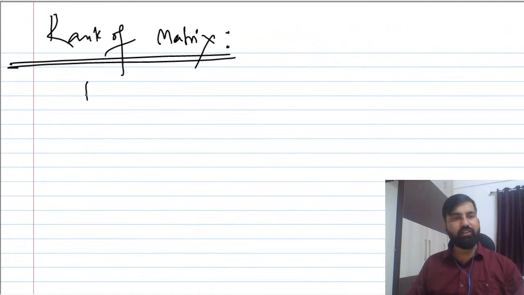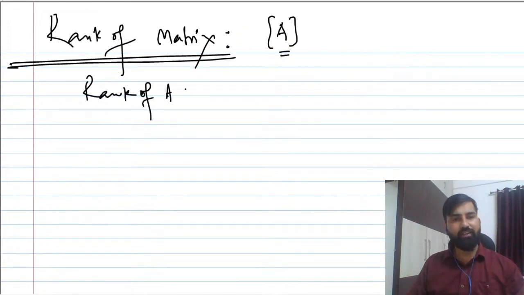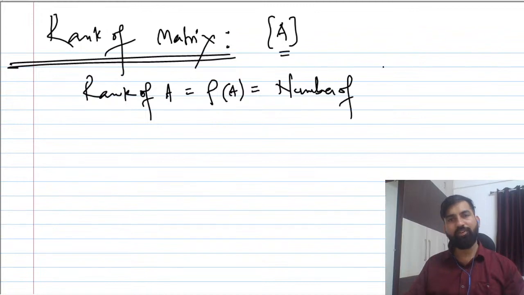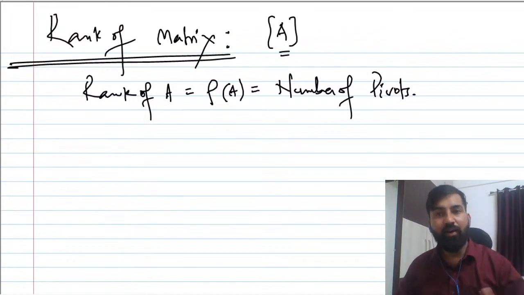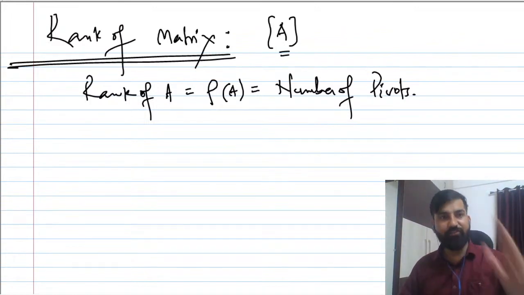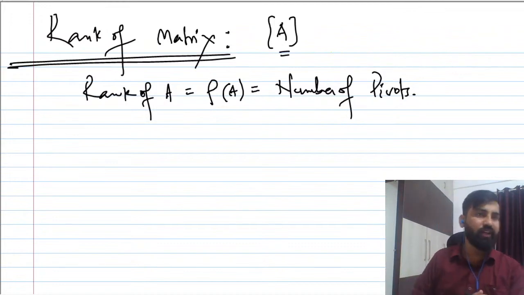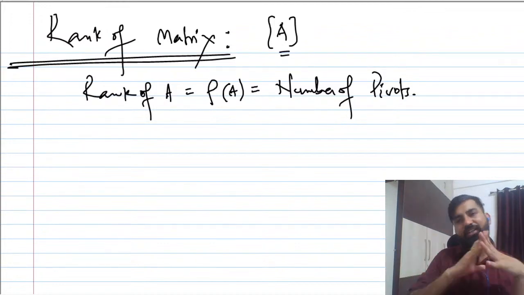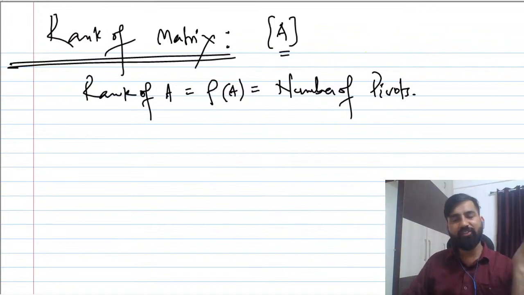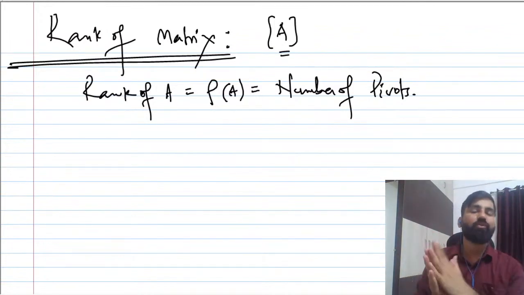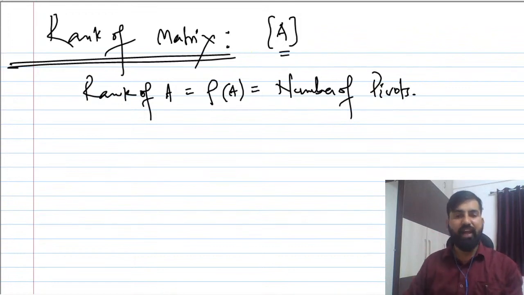Suppose one matrix is given, that is matrix A. The rank of a matrix A, which we denote as rho of A, is going to be the number of pivots. This is the first definition, which I prefer to be adopted by each engineer, so that you should never be confused. This definition is applicable to any kind of matrix, whether it is a non-square matrix or a square matrix.